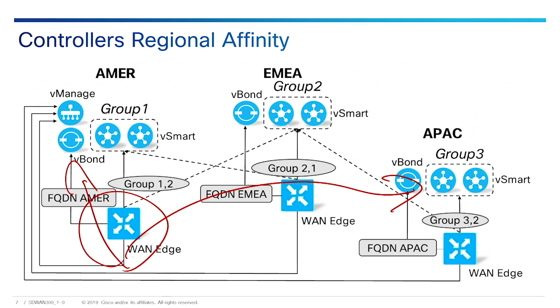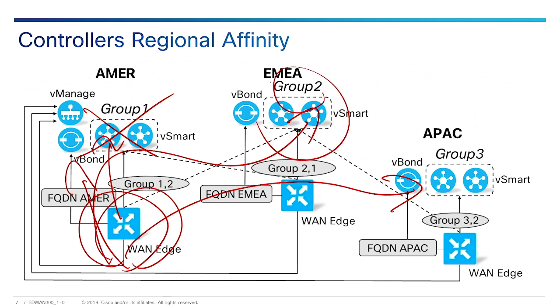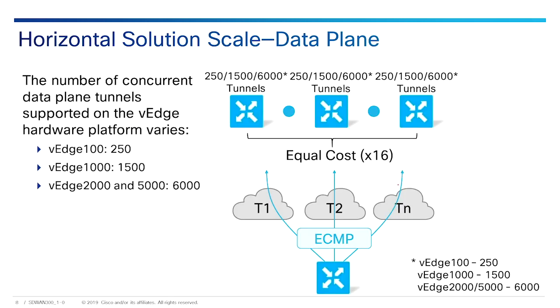So this vEdge here will connect to local vSmarts, but if these vSmarts go down because the data center got taken out, we'd actually go over to here. We would set this as our secondary preference, and this one as a tertiary preference. So we'll always have backup. Remember, without vSmart, we can't really do a lot of our route reflection, and a lot of our network kind of goes bad.